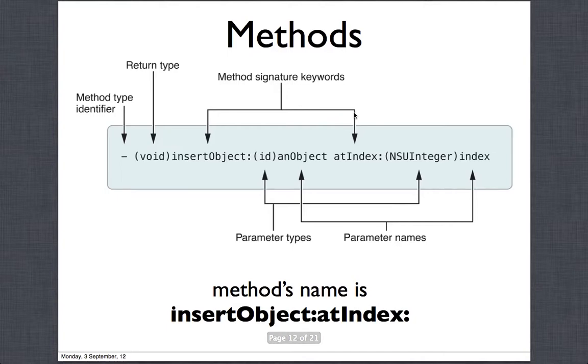So you have to understand that the method's name in this example is not insert object. It's insert object at index. It goes together. This is the method. And the only difference we have from C++ or C style is we put parameters inside the name of the method. So we split the name of the method into pieces that make sense and put the parameters together with different pieces. So it can be read as a sentence.